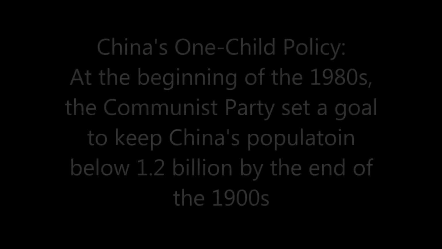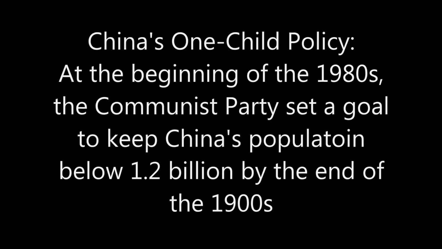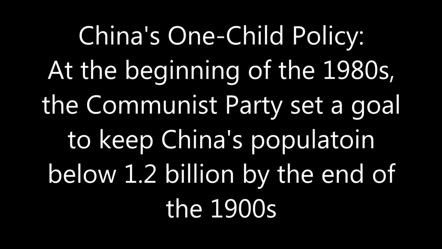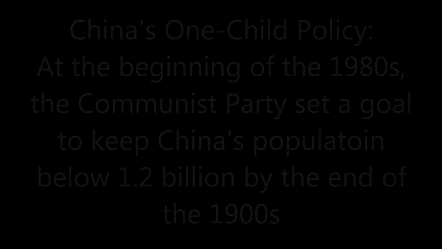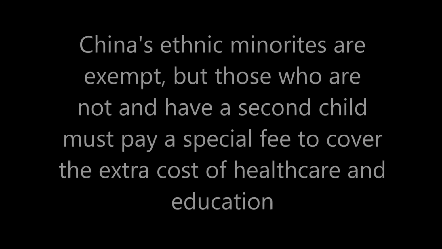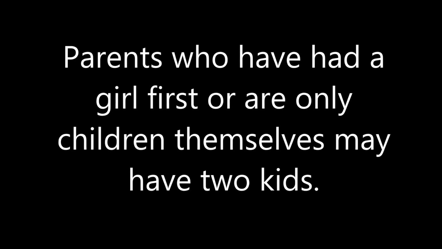Population policies. China's one-child policy began in the 1980s with the Communist Party setting a goal to keep China's population below 1.2 billion by the end of the 1900s. China's ethnic minorities are exempt, but those who are not and have a second child must pay a special fee to cover the extra cost of health care and education. Parents who have had a girl first or are only children themselves may have 2 kids.